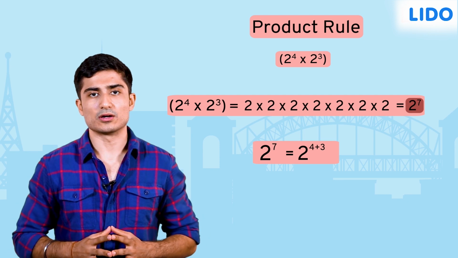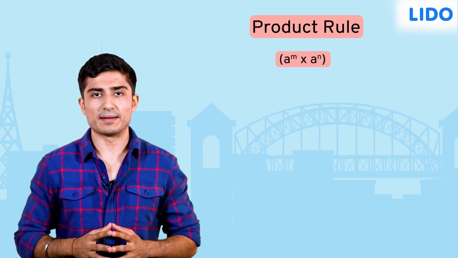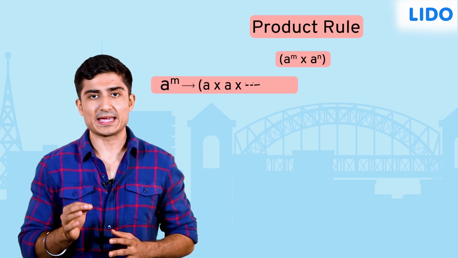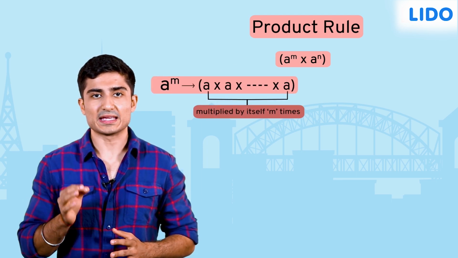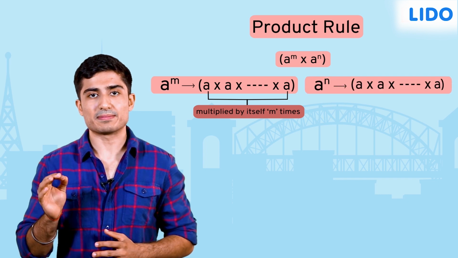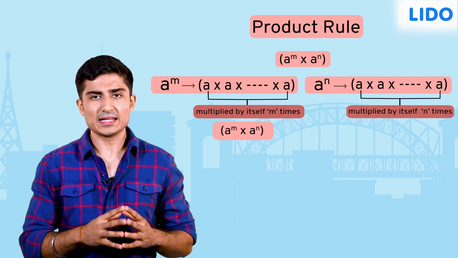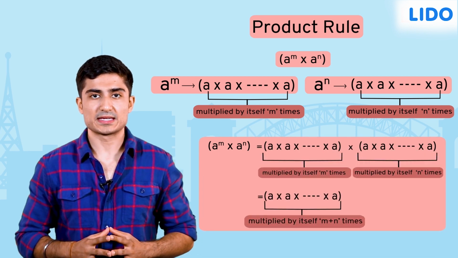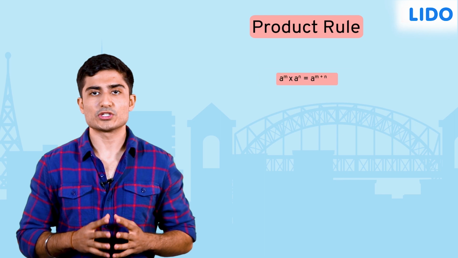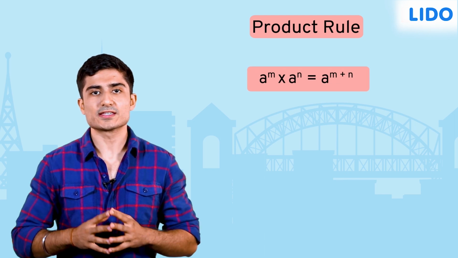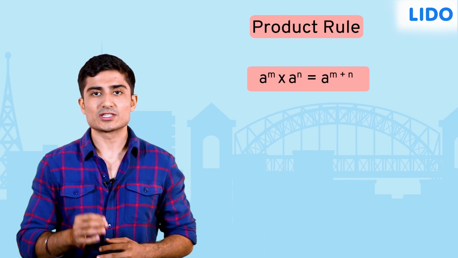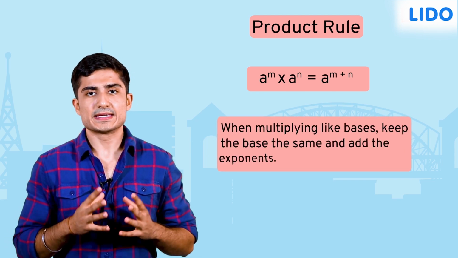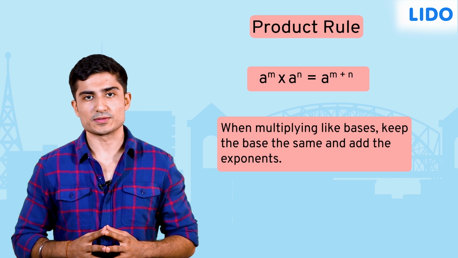Let us generalize this now. Consider a raised to m multiplied by a raised to n. A raised to m implies a multiplied by itself m times, and a raised to n means a multiplied by itself n times. Then in the product, the base a gets multiplied m plus n times. So we have the product rule, according to which a raised to m multiplied by a raised to n equals a raised to m plus n. In a nutshell, when multiplying like bases, keep the base the same and add the exponents.